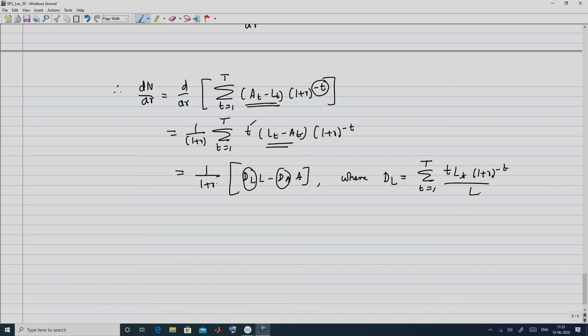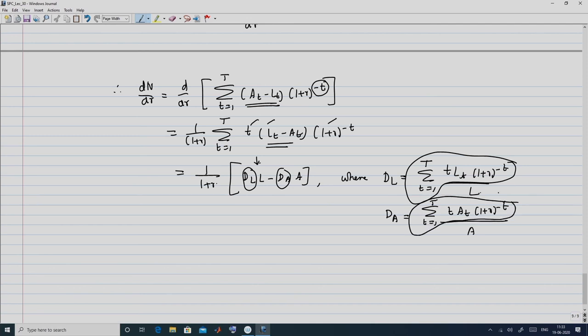So, here this term t L_t into (1 plus r) raised to minus t is going to be this term here, and that is dL over L, which is how I get this term here. And in an identical manner, the duration of the assets is going to be the summation of t A_t into (1 plus r) raised to minus t over A, with t equal to 1 to capital T. So again, this term is the one that we have here, and accordingly this term is going to be dA into A that we obtain here.